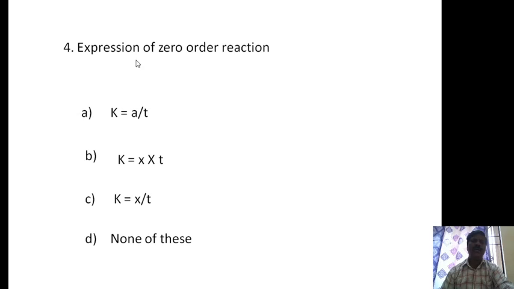Fourth question: expression of a zero order reaction. A option, K is equal to A by T. B option, K is equal to X into T. C, K is equal to X by T. Then D is none of these. I will give you 10 seconds. You have to choose the correct answer.